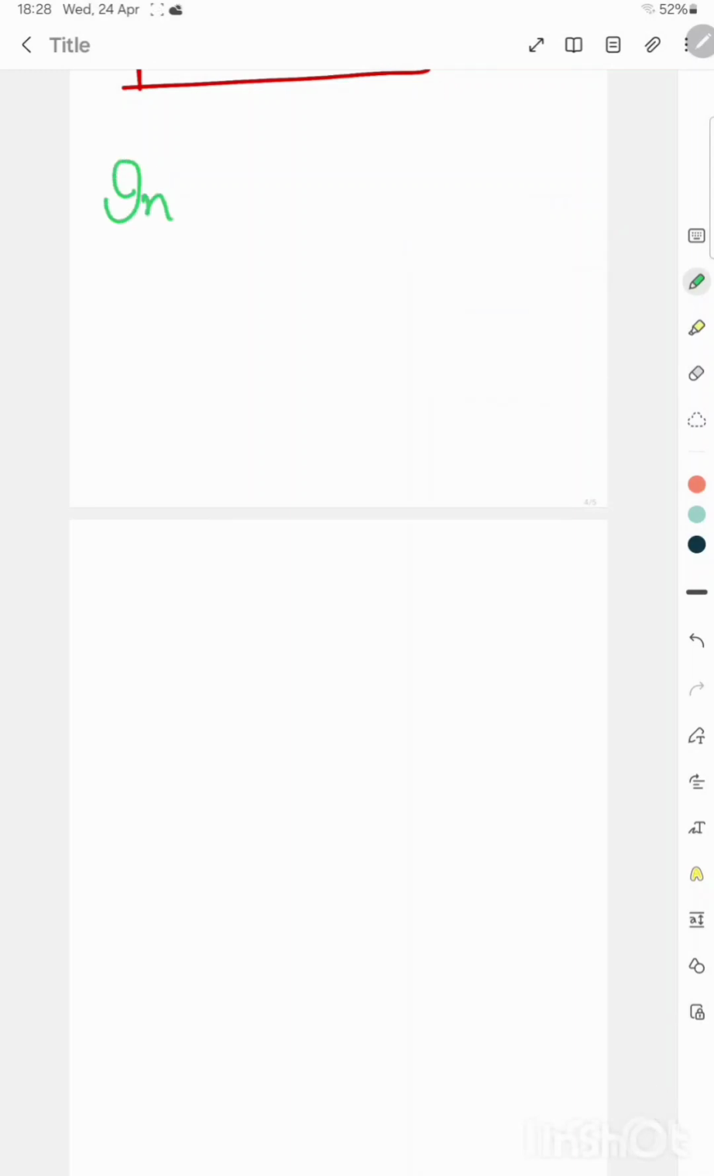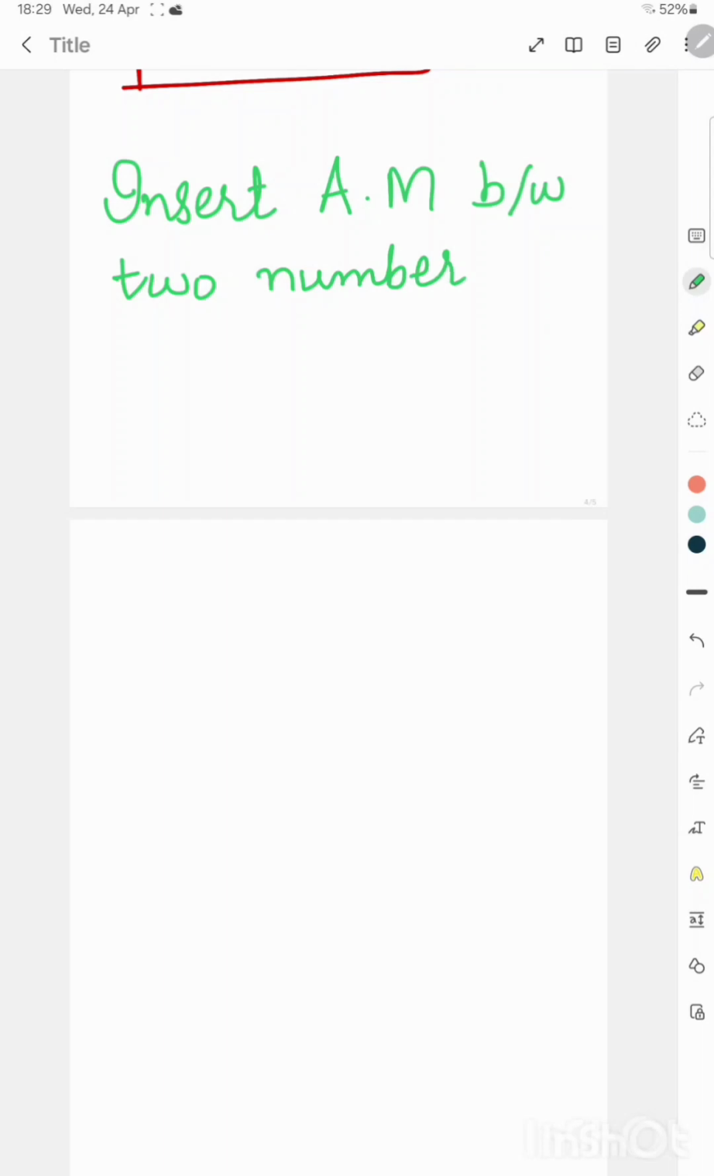Topic is insert arithmetic mean between two numbers or values or anything. Okay, so here the topic is insert. What is the meaning of insert?